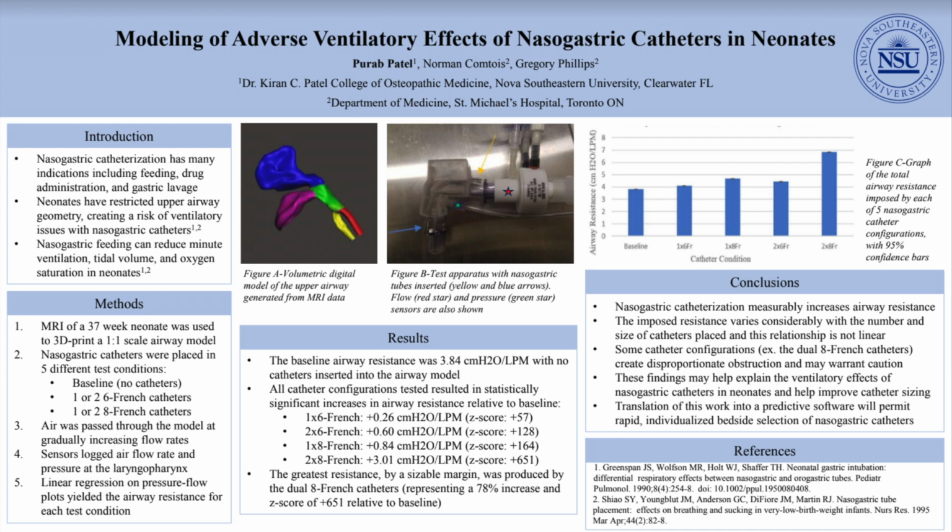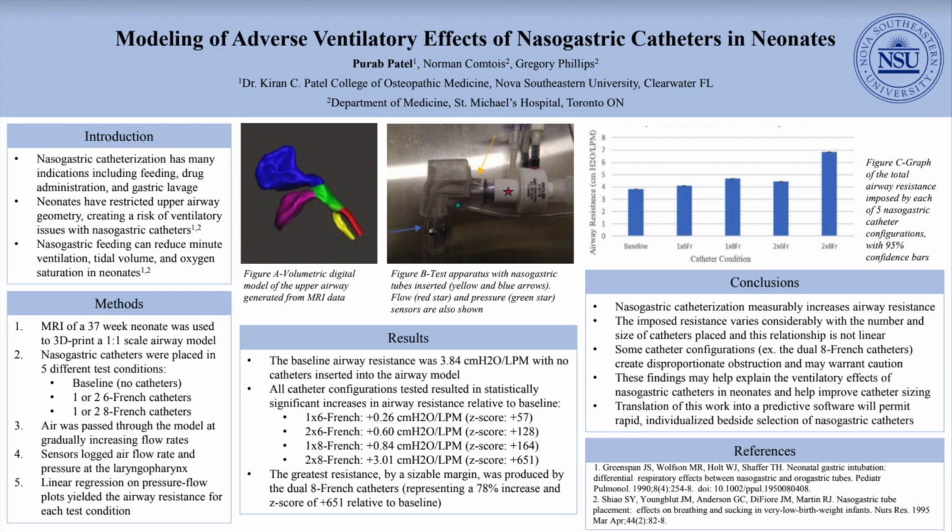5 different test configurations were used, including a baseline in which no nasogastric tubes were inserted, single or dual 6 French catheters, and single or dual 8 French catheters. For the dual catheter configurations, 1 catheter was placed in each nostril.